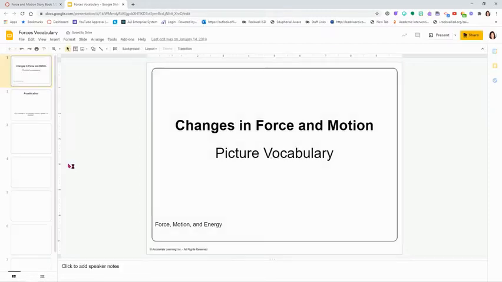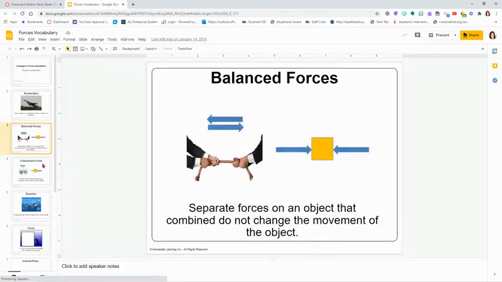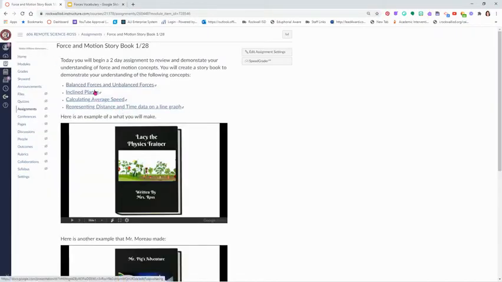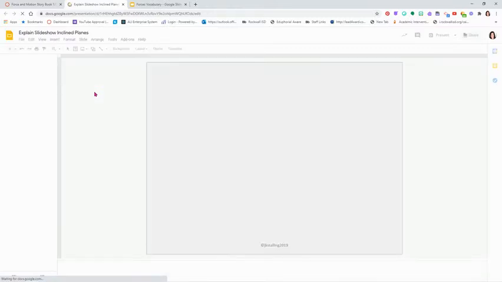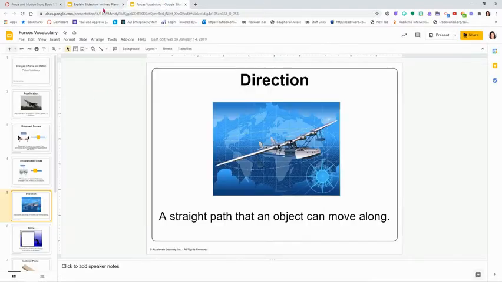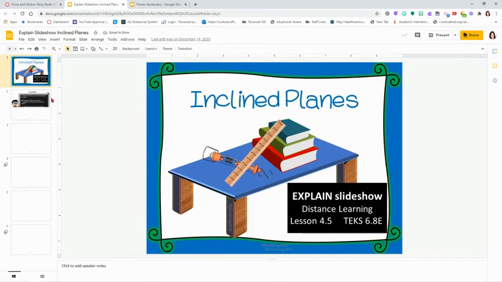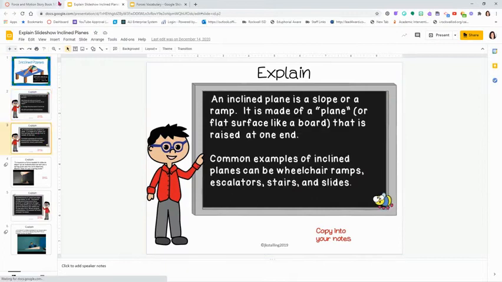So if you've completely forgotten or are not quite sure what that is, you can go take a look at that slideshow. In your book, you will also cover inclined planes. We did inclined planes that week before winter break. There is a slideshow that goes over inclined planes. Again, these are both things that we did in class together. So these are just reviewing something that we have already done. This is not new information. So there's a slideshow for inclined planes.